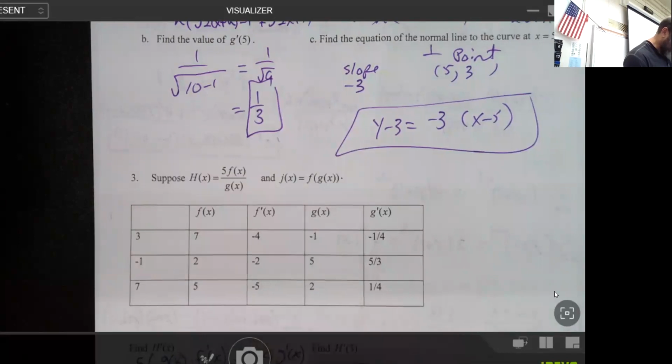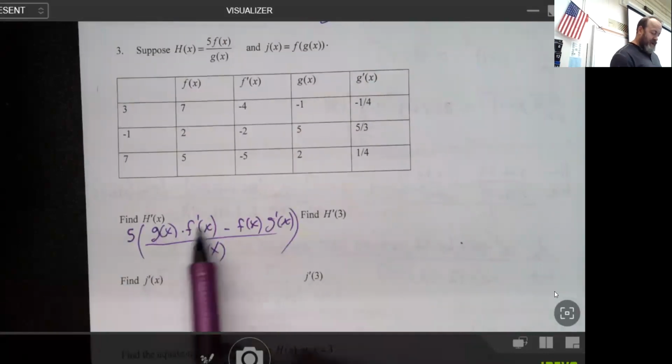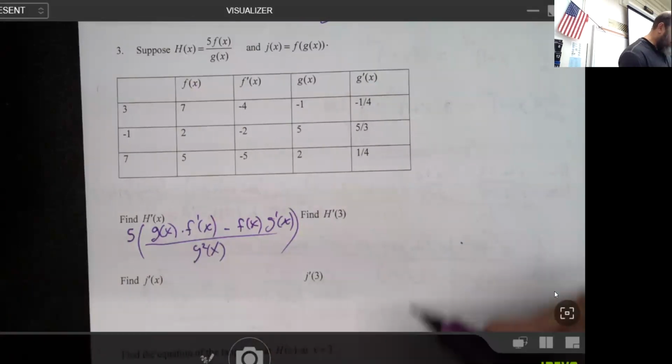And of course, away we go. And so we have the derivative sitting there. There's my low d high minus high d low, square the bottom. And now we just need to cherry pick values out of that table.